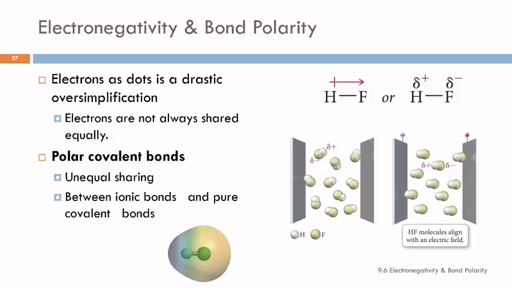So here we are writing electrons as dots on a piece of paper, and we're saying this electron is on that side of the symbol. That's not very realistic. And when we look at sharing of the electrons between, say, a hydrogen and an oxygen, it looks like they're being equally shared. But actually, they are often not equally shared. When they are not equally shared, we have what's called a polar covalent bond.